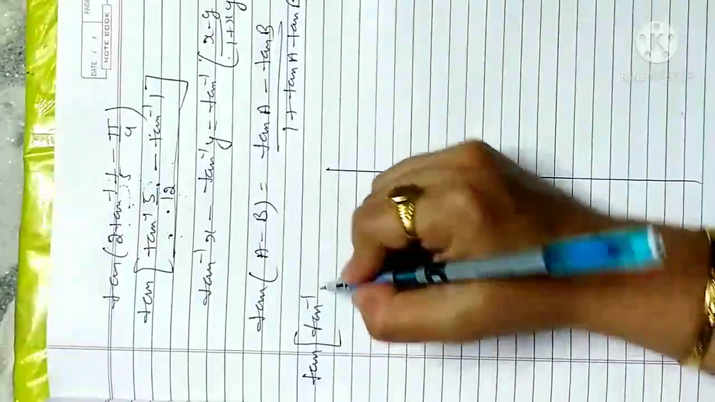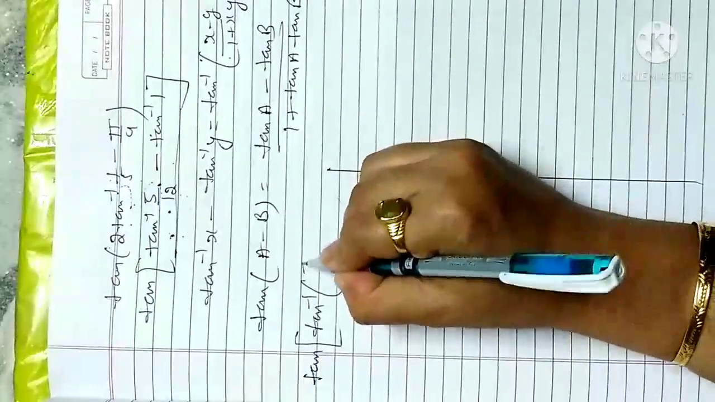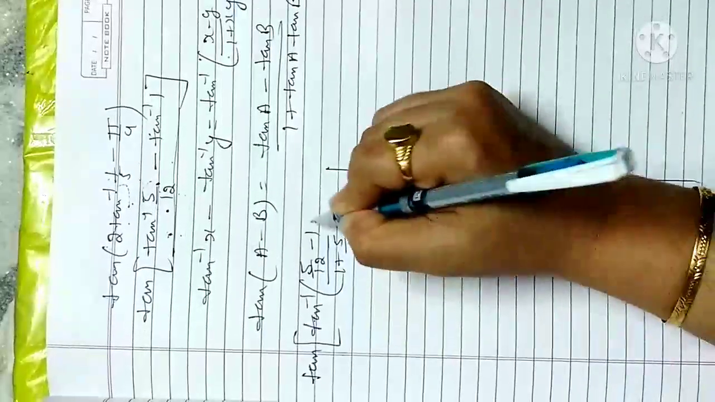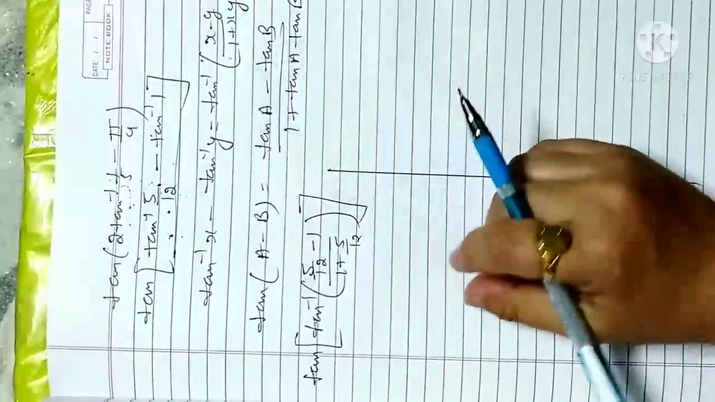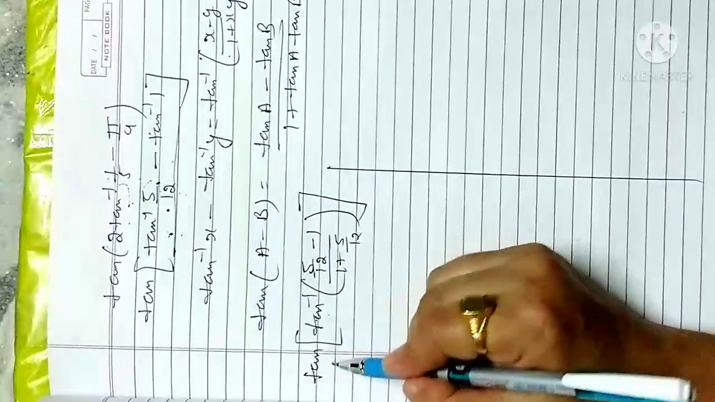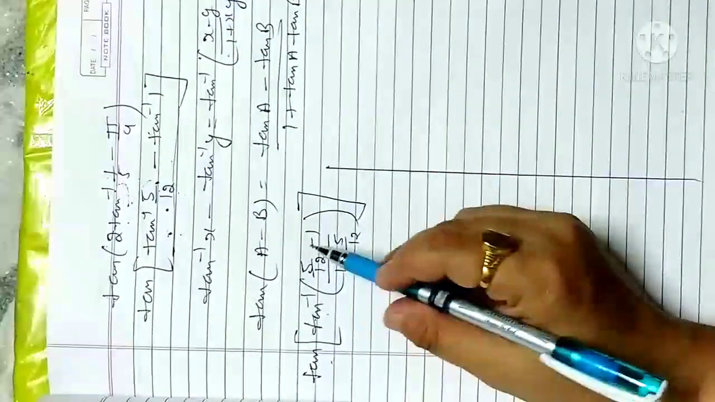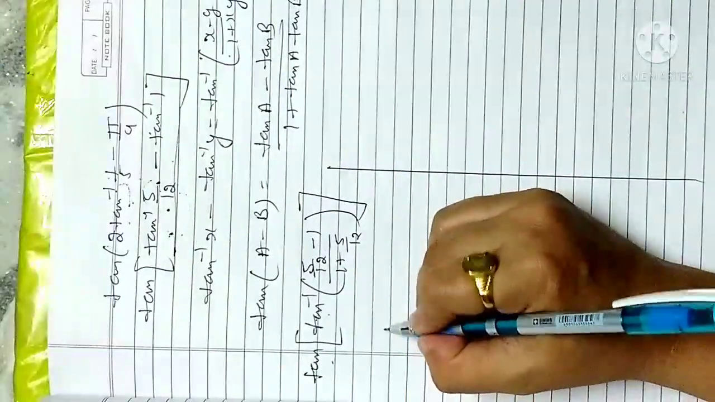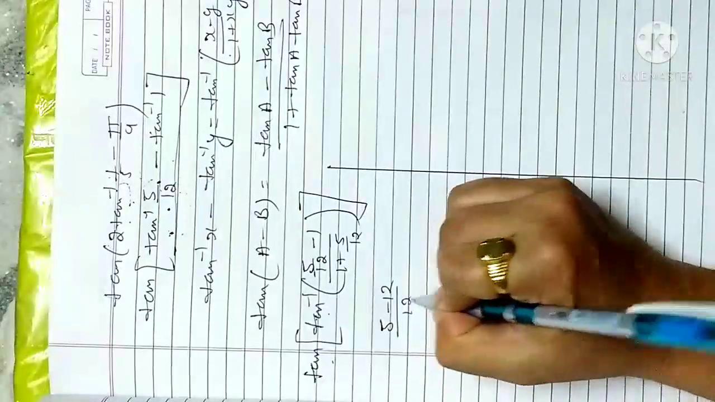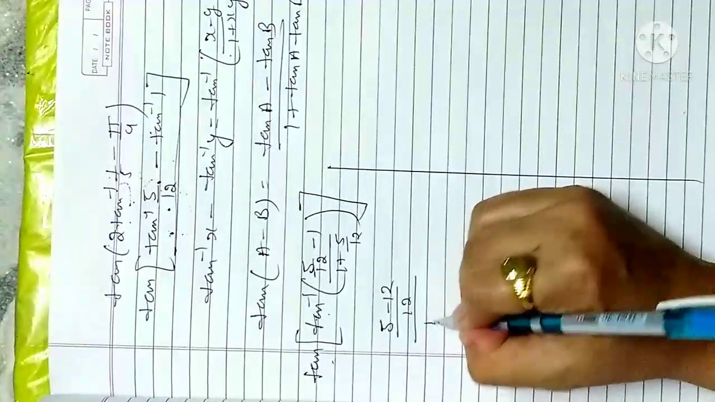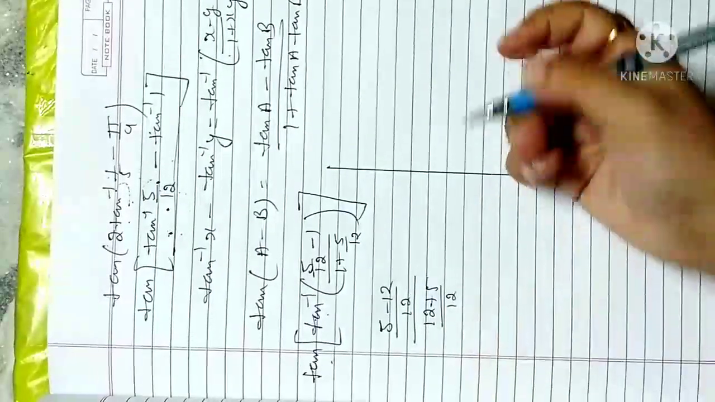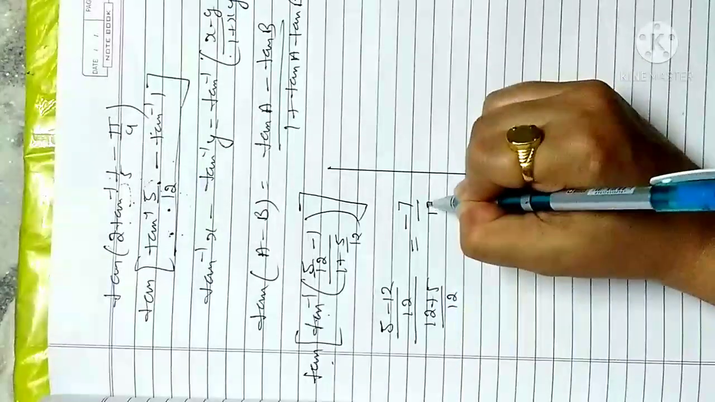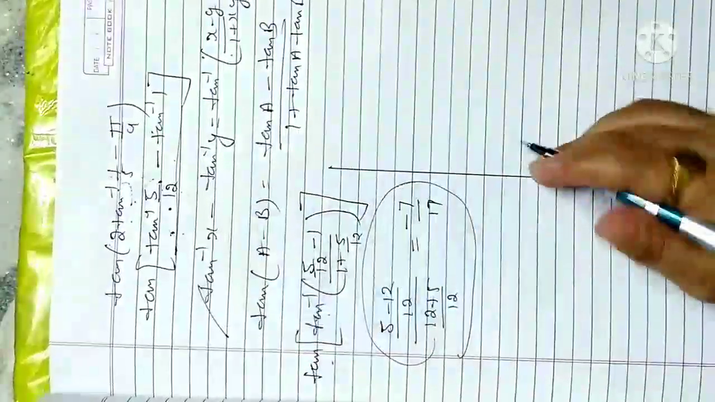If I apply the formula, tan inverse in place of x, that is 5 by 12 minus 1 over 1 plus 5 by 12. I am using the above formula. Here tan and tan inverse will be cancelled directly, so only this term is left. When you solve that, 5 by 12 minus 1 is 5 minus 12 by 12, and the denominator is 12 plus 5 by 12. The denominator is the same, so minus 7 by 17 is my required answer if I use this formula.